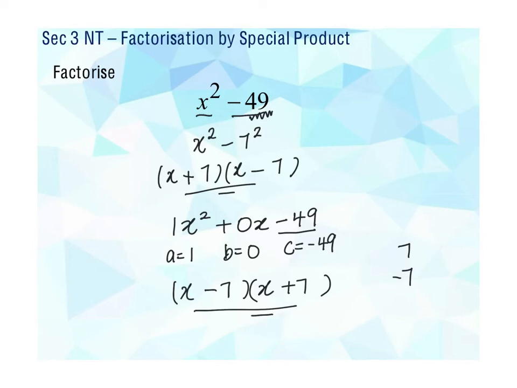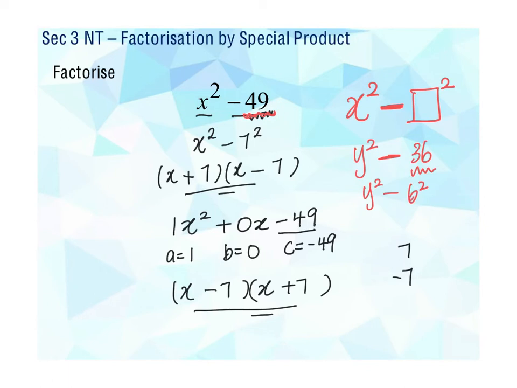Take note that for this kind of case, it's always x squared minus another number squared. So we always try to change the number at the back into something squared. For example, I can have y squared minus 36. Then I will change this to y squared minus 6 squared. And for all this kind of pattern, it's always subtraction. It cannot be addition.